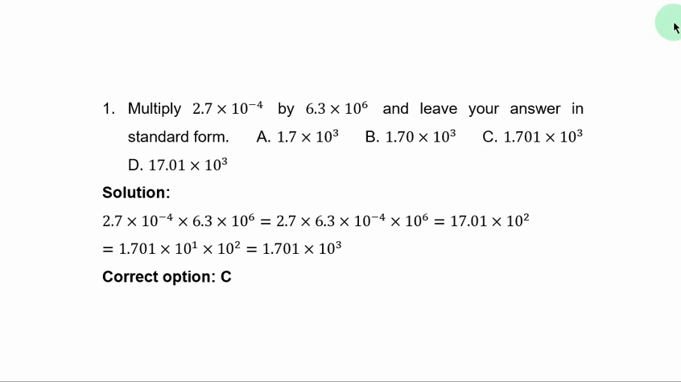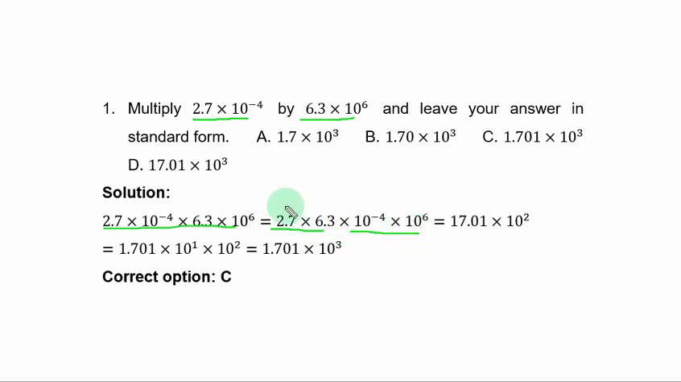Question 1. Multiply 2.7 times 10 to the power of minus 4 by 6.3 times 10 to the power of 6 and leave your answer in standard form. Solution. This is the given problem. Let's take the two numbers together and base 10 together.